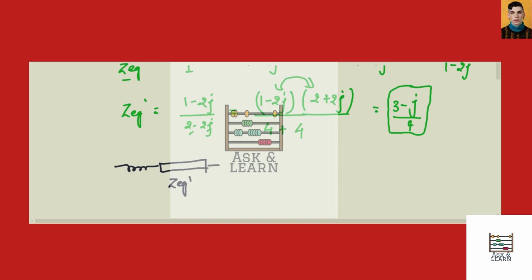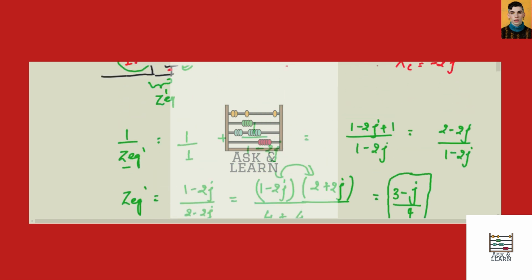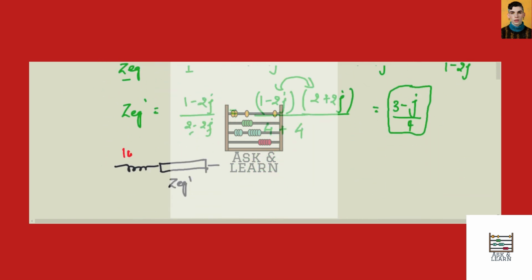So the value of Z equivalent prime is, as I calculated, we have to put the value of XL, right? So XL is 0.5j, and this Z equivalent prime is 3 minus j by 4, right? So now we have to find out the Z equivalent of these two. Both of them are in series.